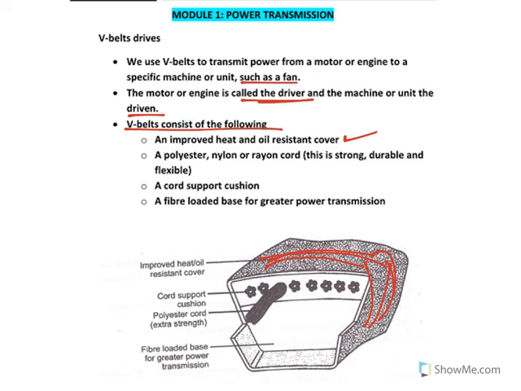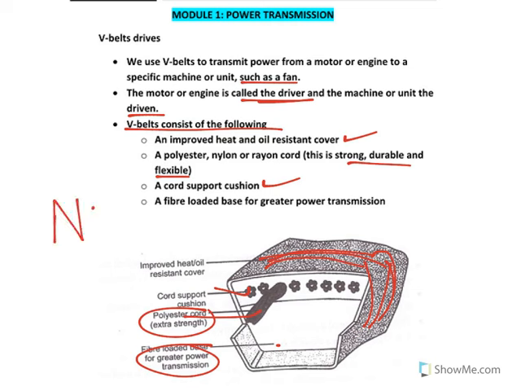The V-belt also consists of a polyester, nylon or rayon cord. This is strong and durable as well as flexible. As you can see here, they are talking about the V-belt having a polyester, nylon or rayon cord. There is a cushion to support the cord. There is a fiber-loaded base for greater power transmission. You need to know this diagram as well as label it because it is very important.